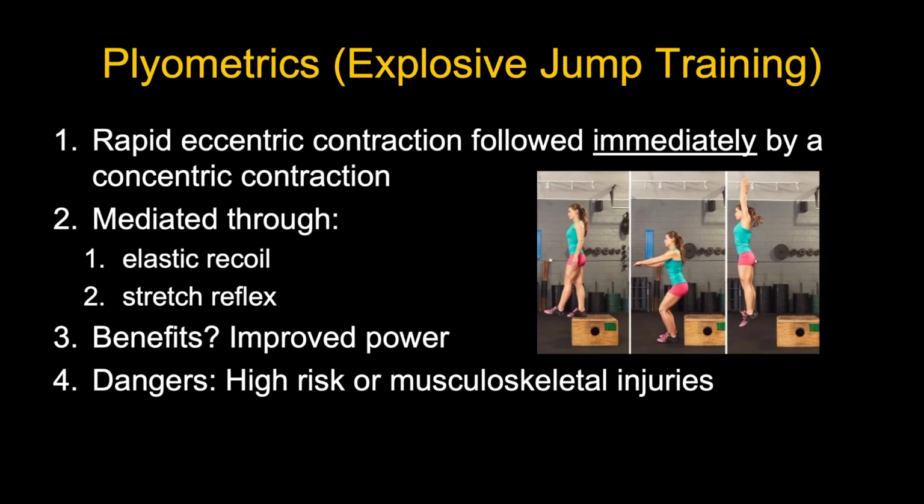In plyometrics, also known as explosive jump training, we have a rapid eccentric contraction followed immediately by a concentric contraction. So how do we achieve this? In the picture over to the right, we see an athlete jumping off a wooden box down to the floor, and then what she's doing is immediately springing up. That achieves a plyometric. So what's going on here?